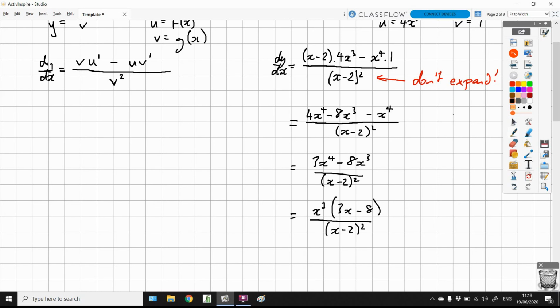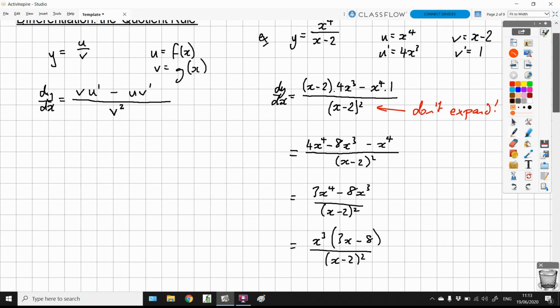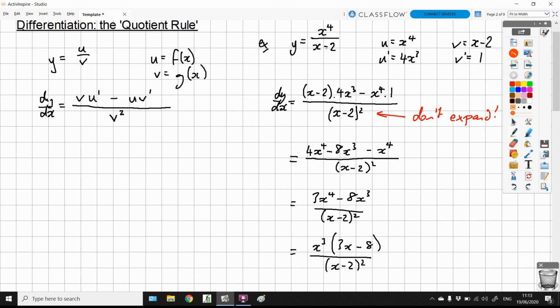If we were being asked for the turning points of this original function, we would put 0 here to say that the gradient is 0, and we would have 0 equals this fraction. The only way that a fraction can equal 0 is if the numerator equals 0. And so we would go on to say that x cubed bracket 3x minus 8 must equal 0, and we would solve that.